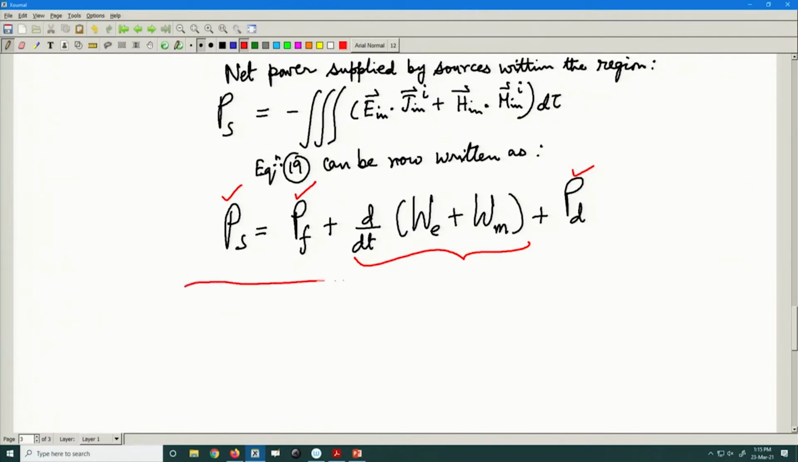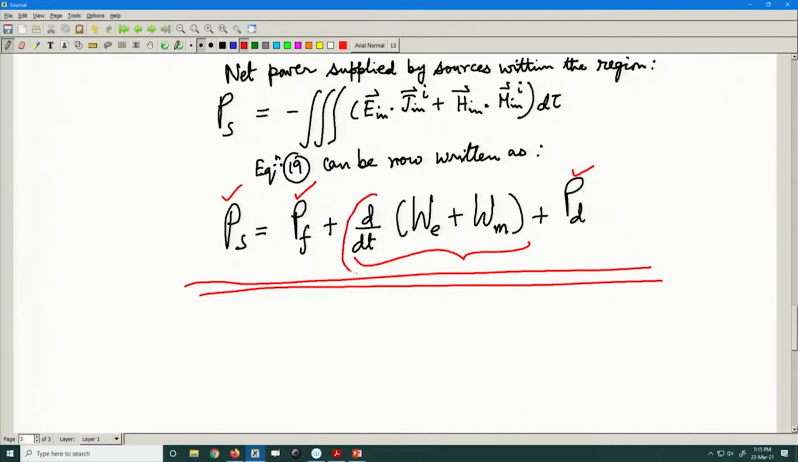So, this is the statement of the power conservation in the instantaneous domain. You see the explicit appearance of the time term. So, this completes the statement of the power conservation in the instantaneous domain. So, we have the power flow terms, the rate of increase of the stored energy term, the power dissipated term and the power supplied term.